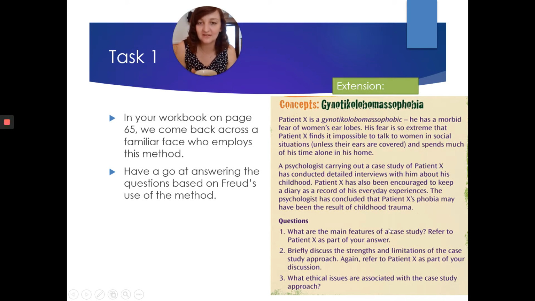So the main features of a case study, bit of AO2 here, referring it to the scenario. Discuss the strengths and limitations again, bringing in patient X, and then what ethical issues have we got associated. So a bit of practice of AO2. My worry is we're neglecting AO2 in these 13, 14 weeks. I'm trying to get you to do lots of essays and plans, but we aren't really focusing on AO2. And that is where I think some of the questions are quite tricky. So do these, practice it. Pause this now.